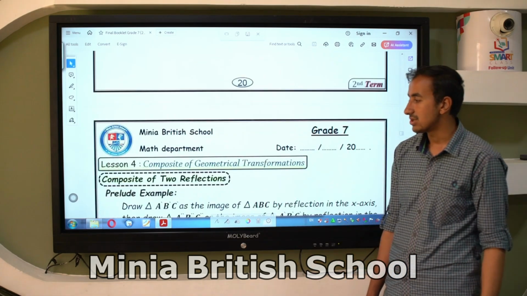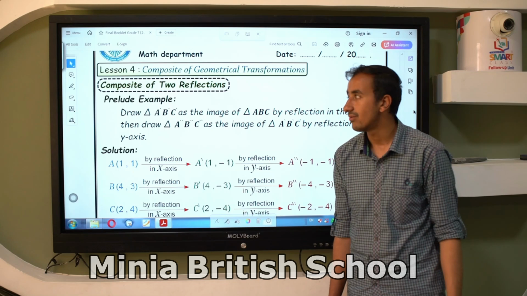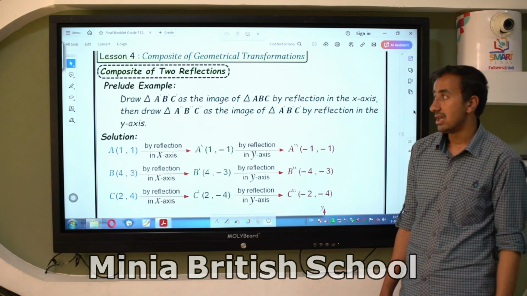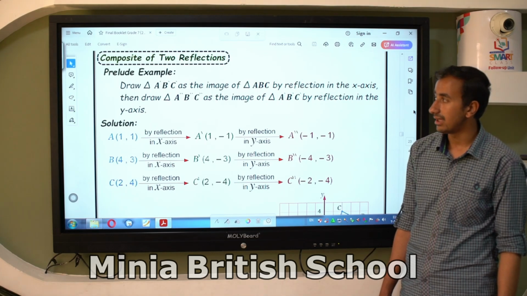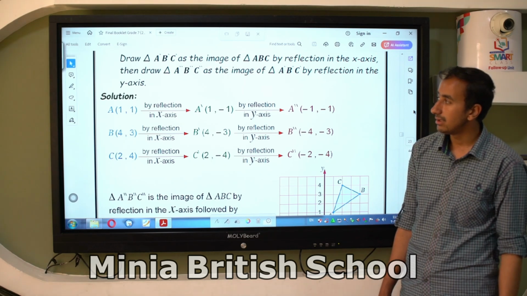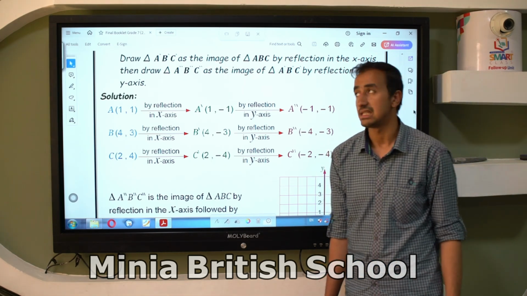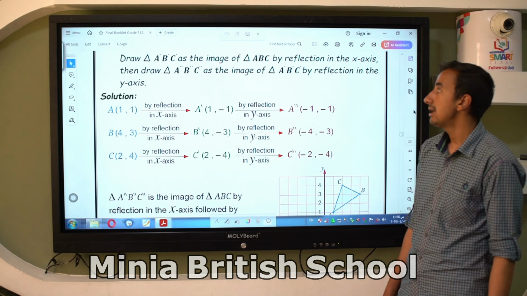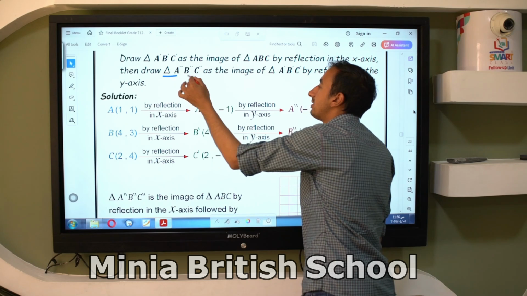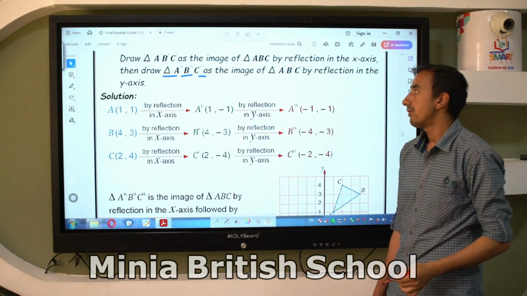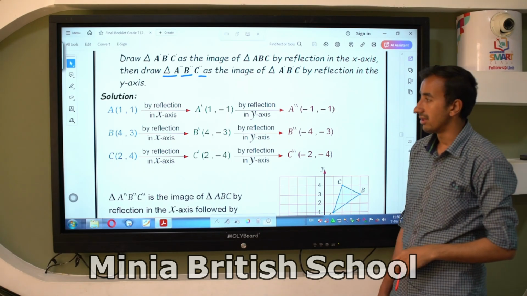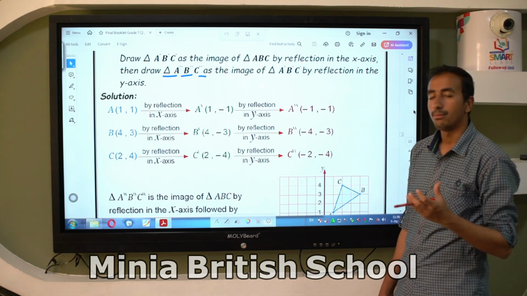This was lesson 3. And we have here lesson 4, composite of the geometric transformations. We have here the composite of two reflections. Draw triangle A' B' C' as the image of triangle ABC by reflection on the x-axis. Then draw triangle A'' B'' C'' as the image of triangle A' B' C' by reflection on the y-axis, followed by the y-axis.